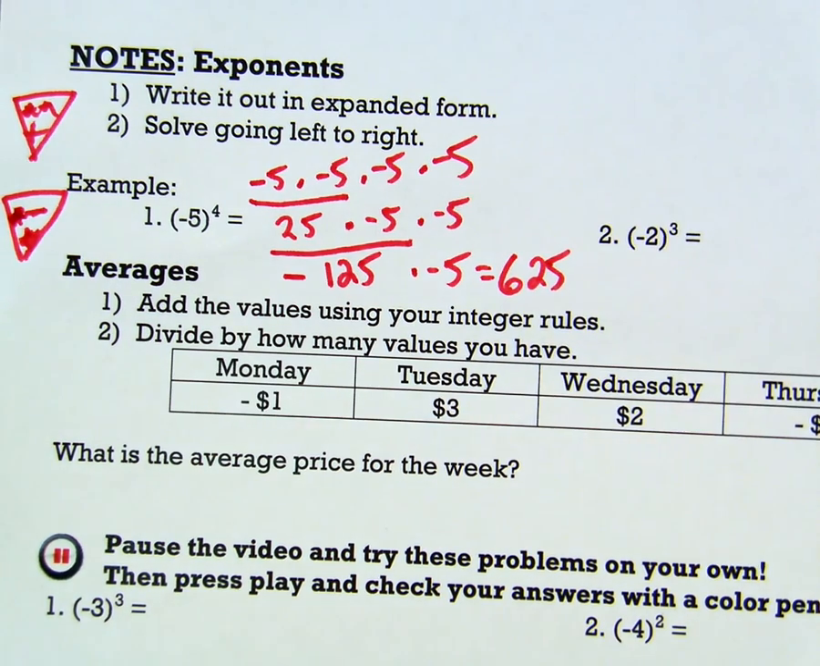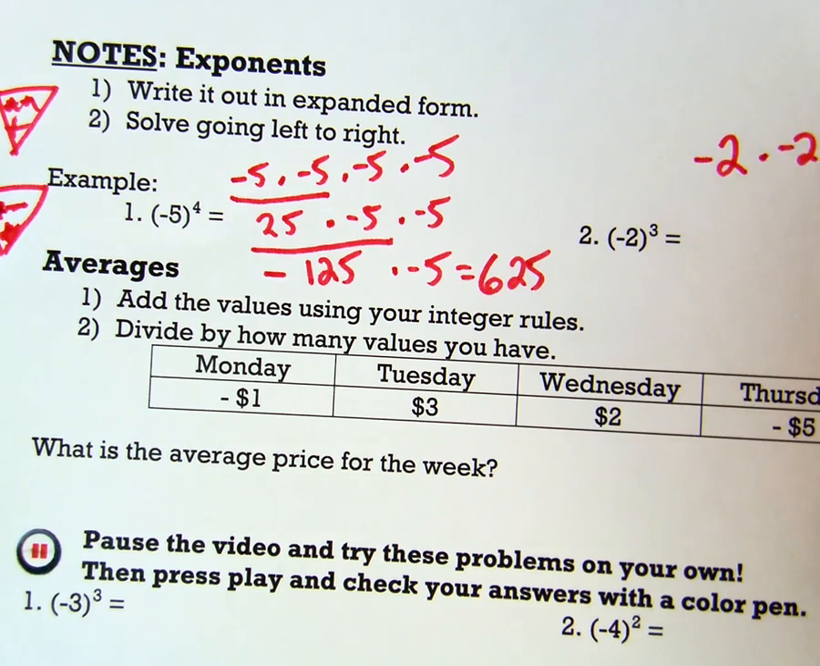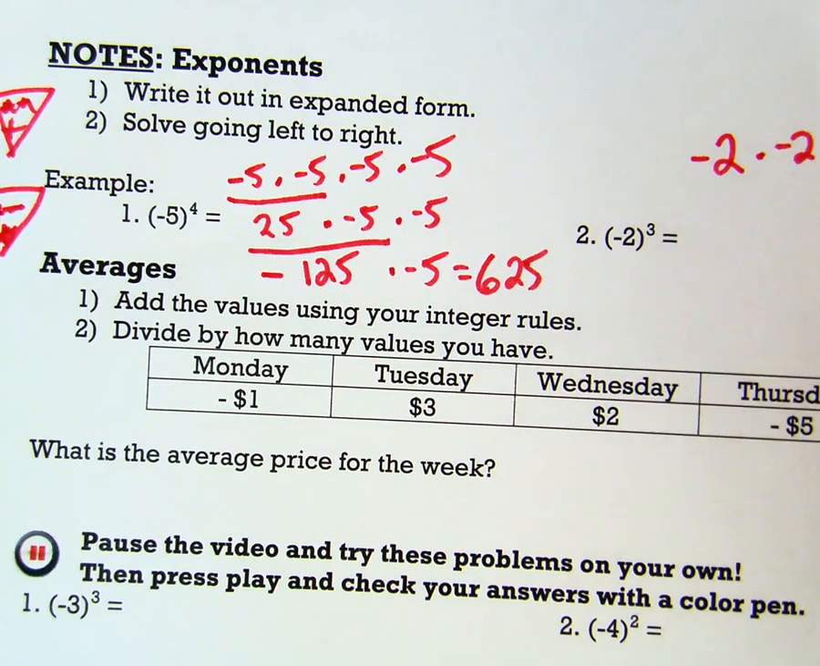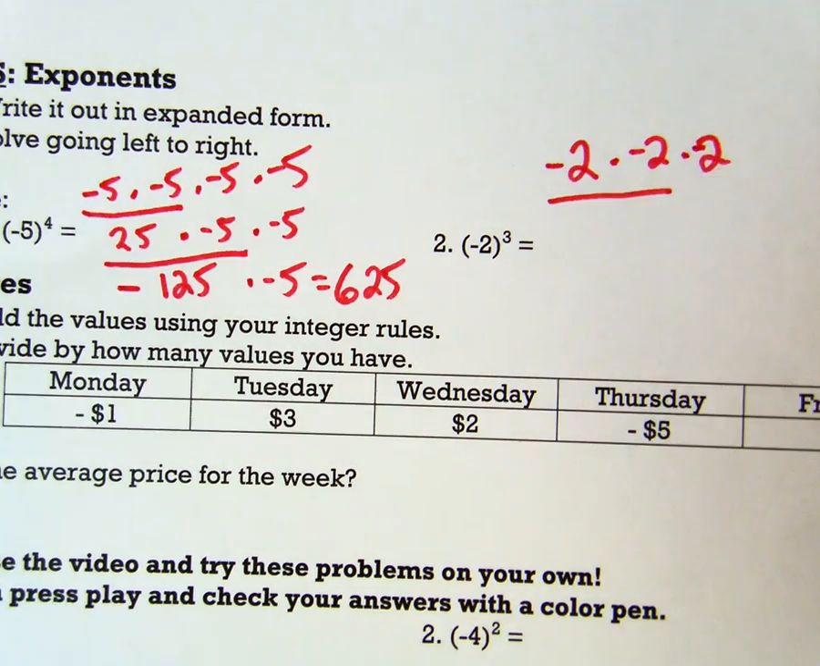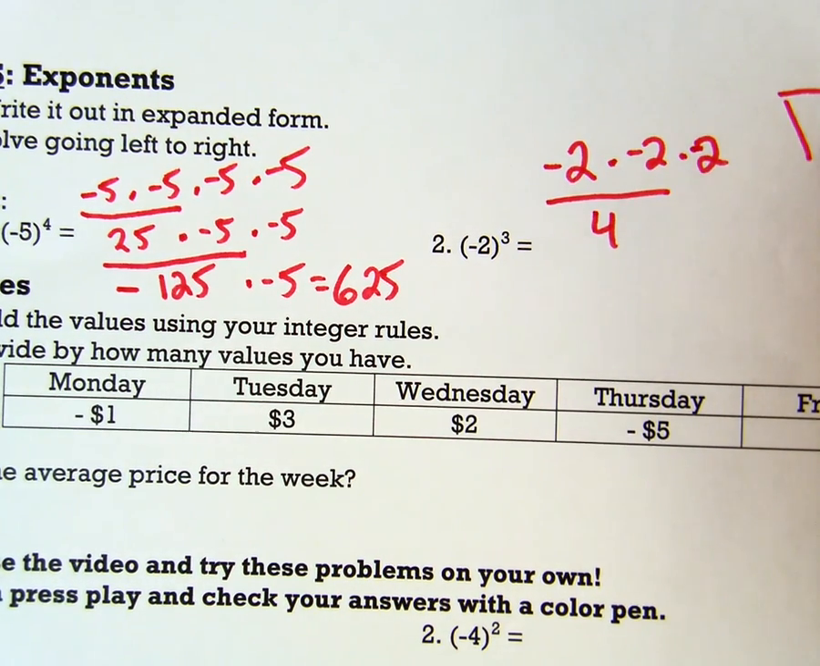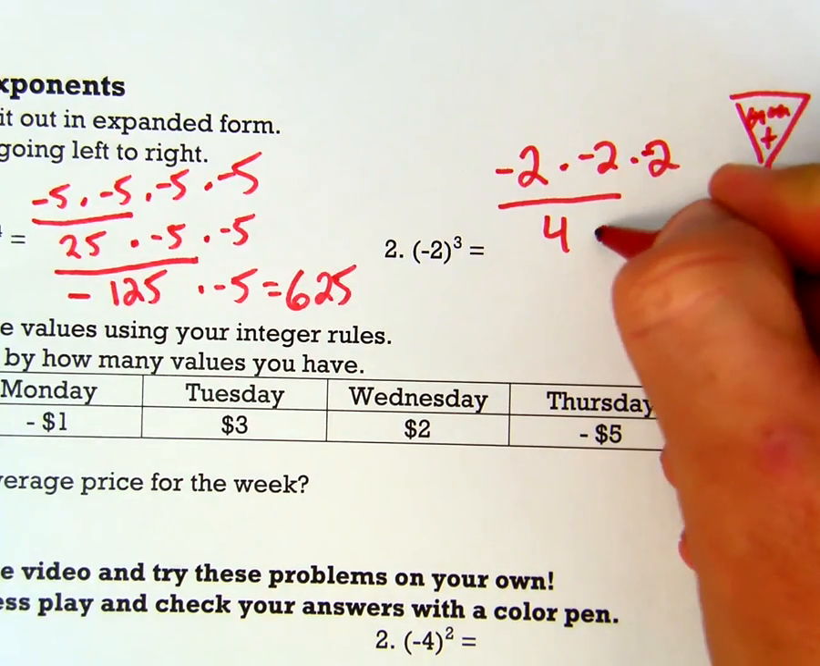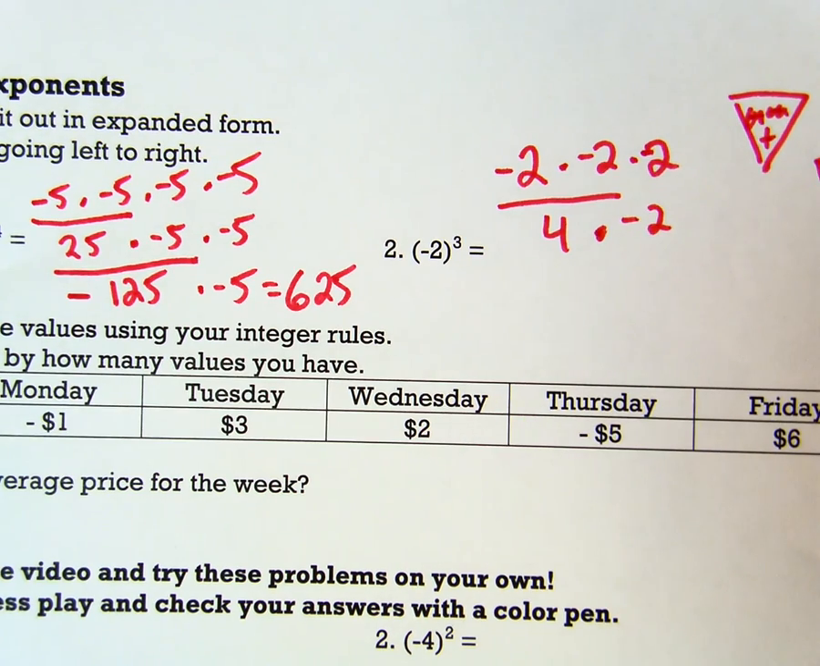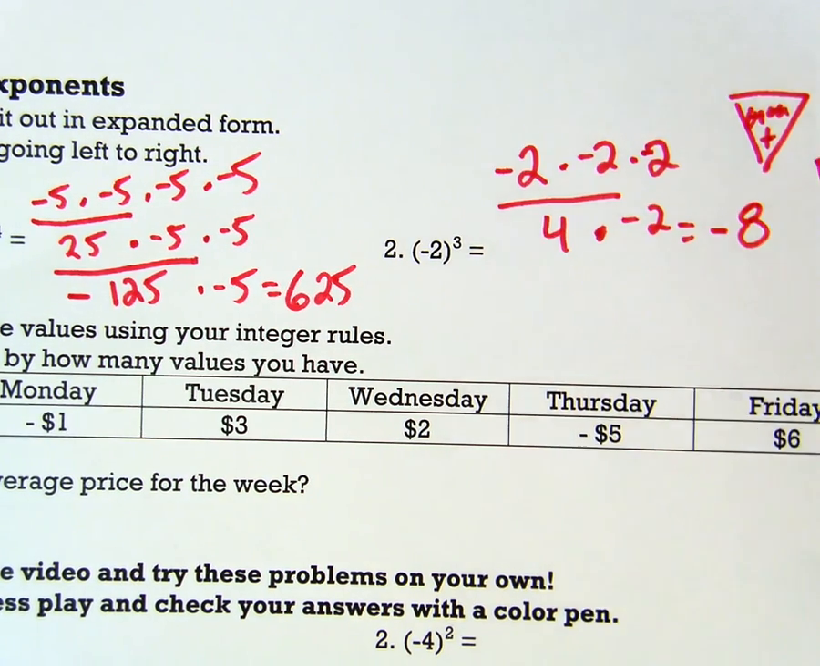Let's try our next one, negative 2 to the third power. Because this is the third power, I'm going to go ahead and write 3 of them. Negative 2 times negative 2 is 4. Get rid of my 2 negatives, I'm left with a positive. And I go ahead and bring down my times negative 2. Do another triangle. I have a negative and a positive, which means my answer is going to be negative, giving me an answer of negative 8.